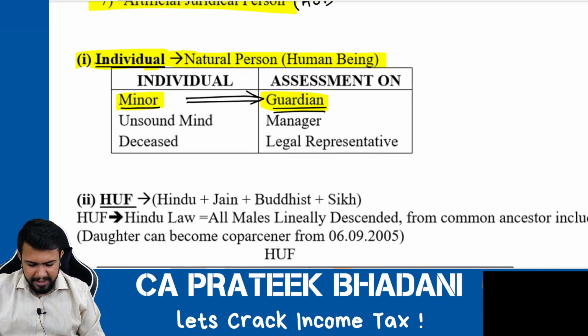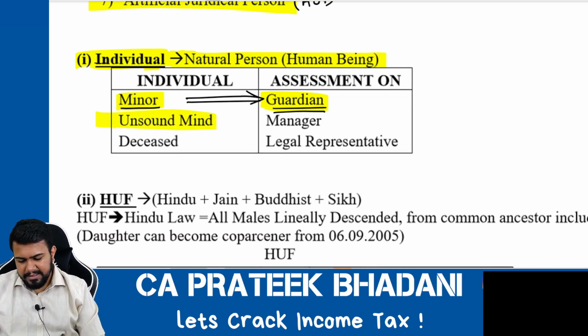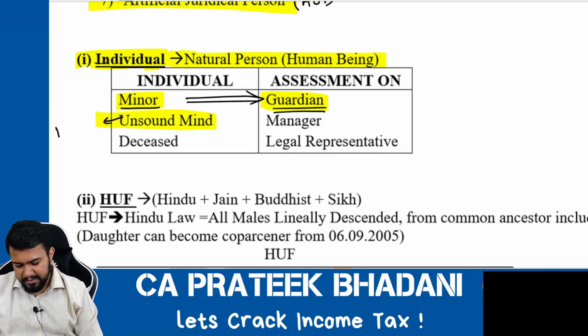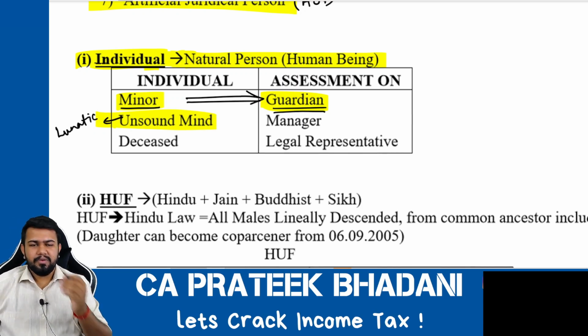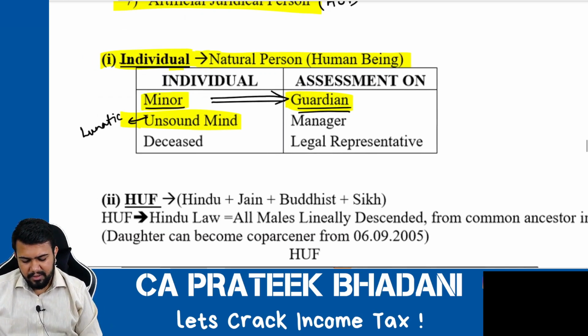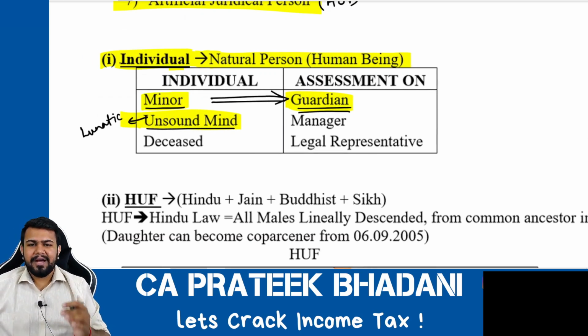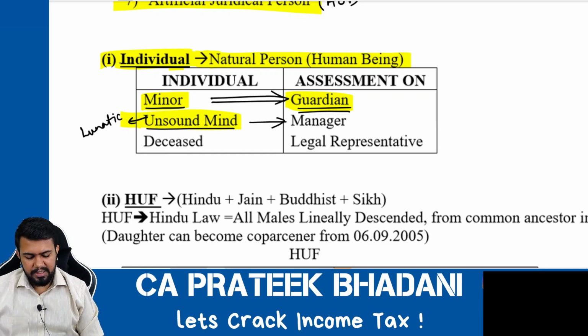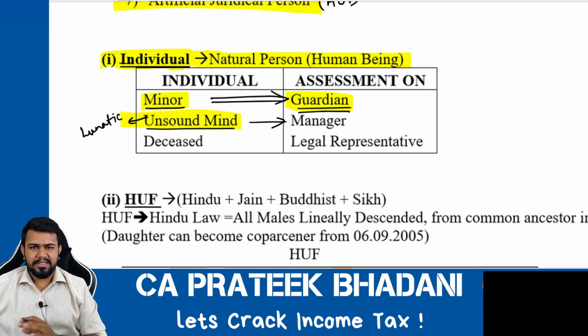Fine. Next, if an individual is of unsound mind. Unsound mind means what? Lunatic. Or a person who is mentally unstable. Mentally unstable means what? The person is not stable enough to take any wise or sound decisions. Hence, the person will be called unsound mind. If a person is of unsound mind, then the assessment of such person will be done on their manager. Okay, the person who are managing them.